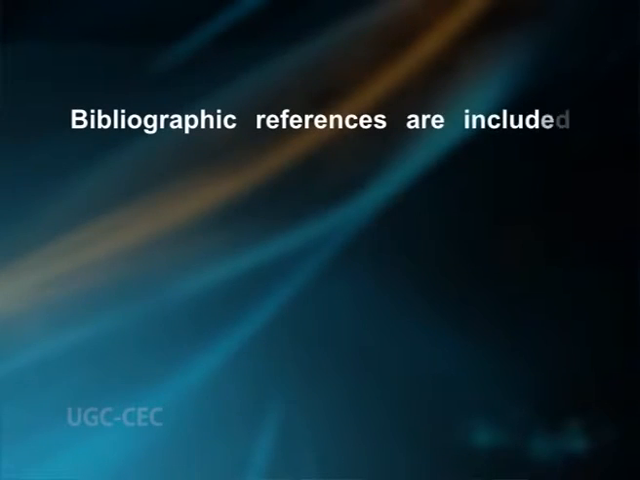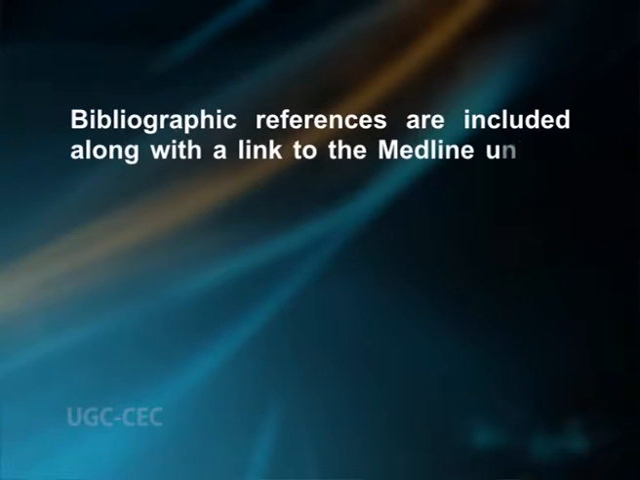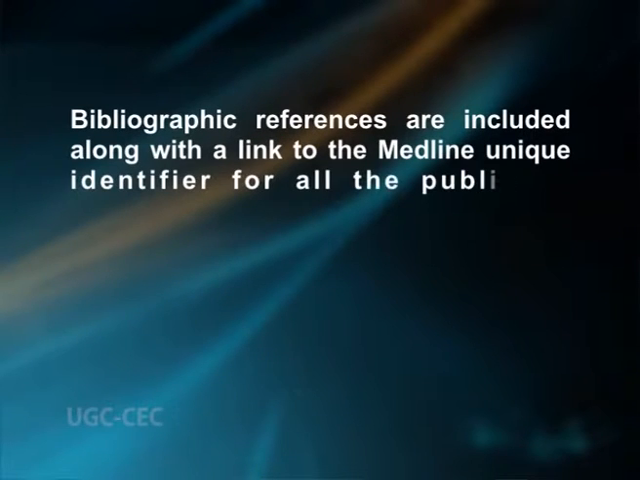Each GenBank entry in the flat file format database includes a concise description of the sequence, the scientific name and taxonomy of the source organism, and a feature table that identifies coding regions and other sites of biological significance, such as transcriptional units, sites of mutations or modifications, and repeats. Bibliographic references are included along with a link to the Medline unique identifier for all the published sequences.